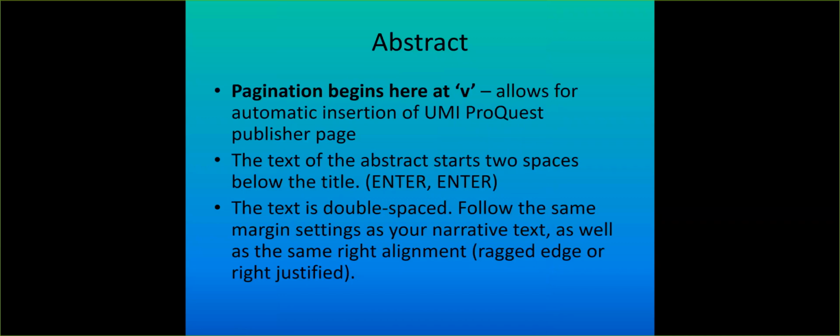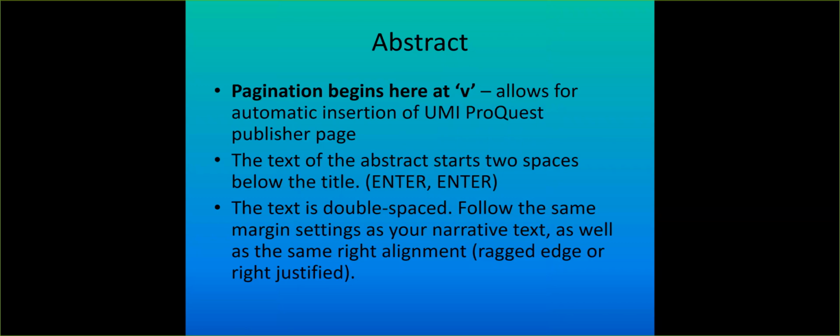So your abstract, again, this is where your pagination begins. I do see people putting page numbers on the title page. That's incorrect. So we only start pagination on the abstract page with the Roman numeral for 5. If you count your title page, your copyright page, and your committee member page, you're going to think, well, why is this number 5? Because that's only 4 pages by the time you get to the abstract. But this is to allow for the automatic insertion of the ProQuest publisher page. So they put a big old, published by ProQuest page, and so that's how we get to 5.